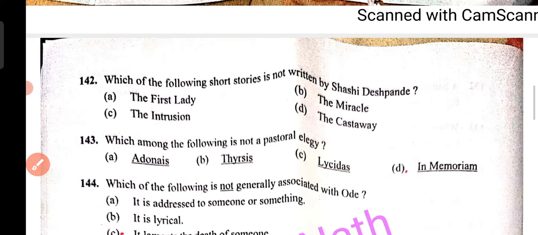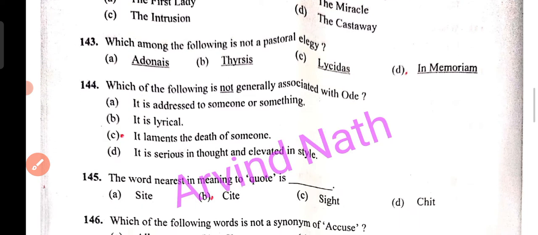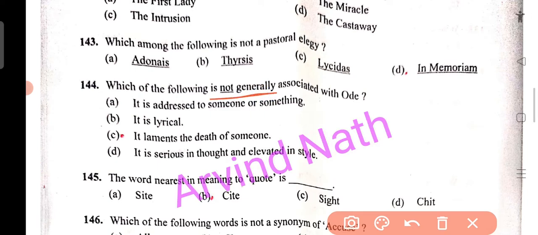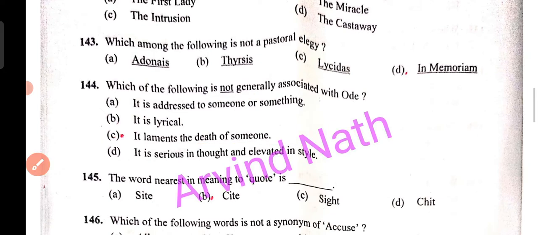Now the question number 144. Which of the following is not generally associated with ode? So, not generally, it is telling. So option number C will be the correct. It laments the death of someone, but others are generally associated to the ode, but option number C will be the correct.